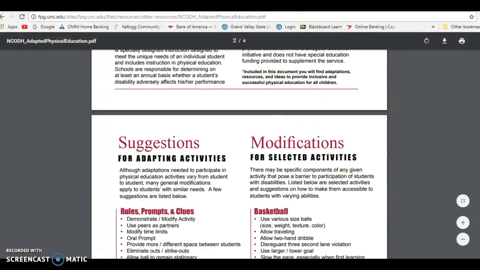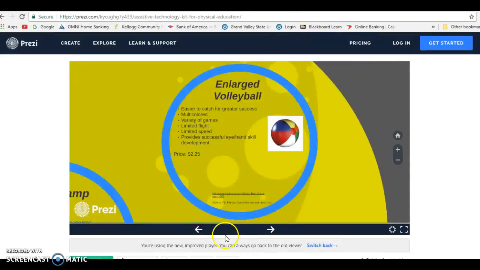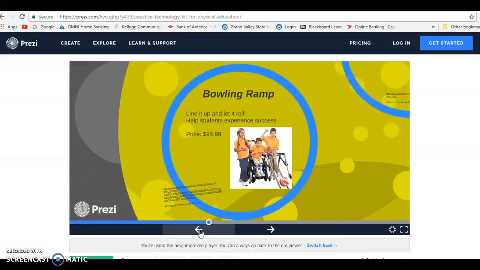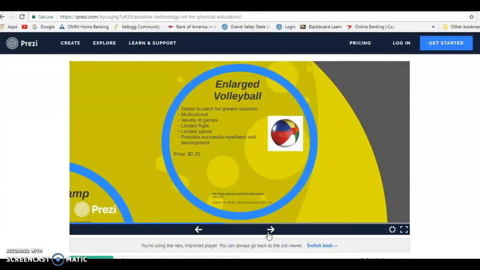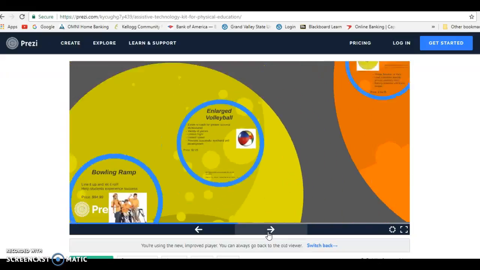For 4.2, the assistive technology piece, I have a Prezi here that covers high tech and low tech assistive technology. Again with the bowling ramp, you can see the price is $94.99. But this is for students who may be disabled from the waist down or paralyzed, or students who just can't keep the ball on the lane. You would also enlarge the ball, just for easy play, for hand-eye coordination and skill. As you can see, that's $225.